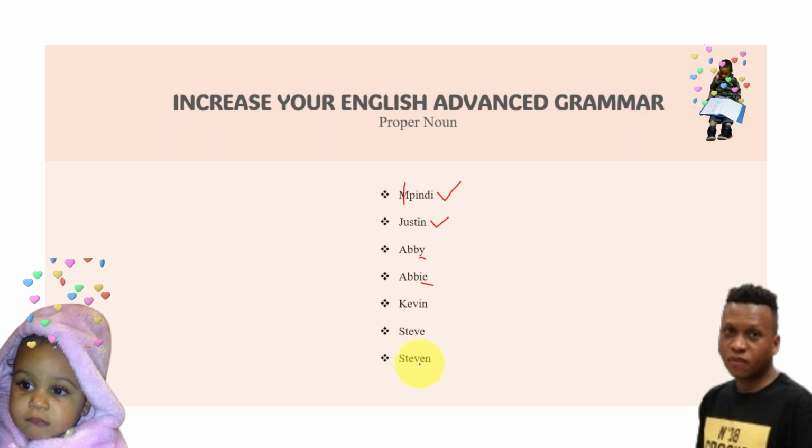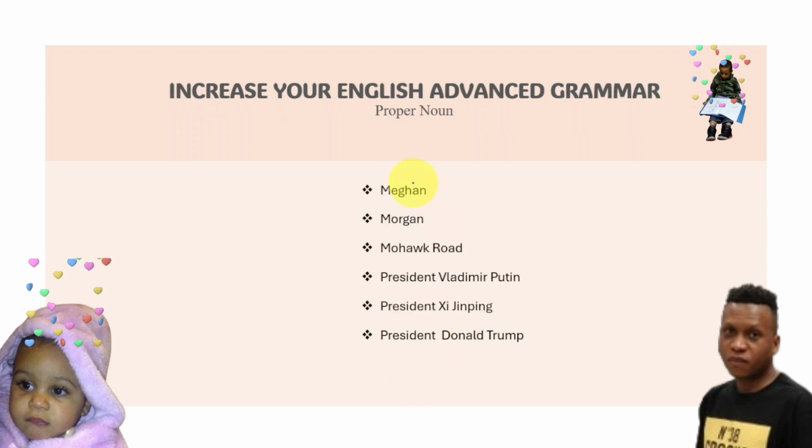Okay, and here we have Megan. This one is like silent. So Megan, you kind of link this. Megan. This one Morgan. Mohawk Roux. This one is a Native American name. Mohawk. So sometimes you're gonna hear people say Mohawk Road. It's okay.